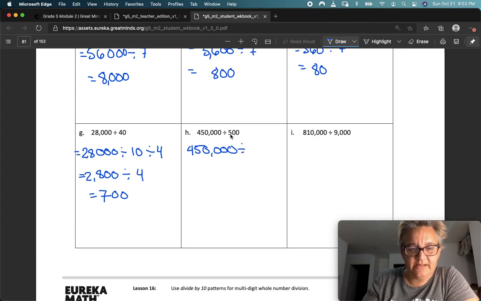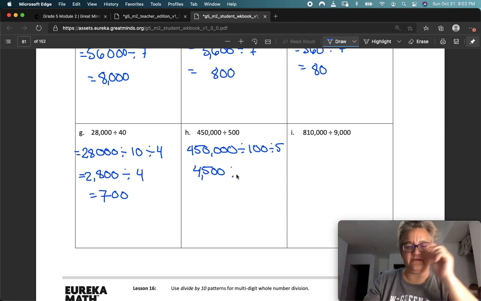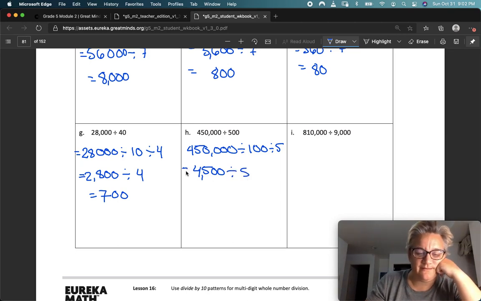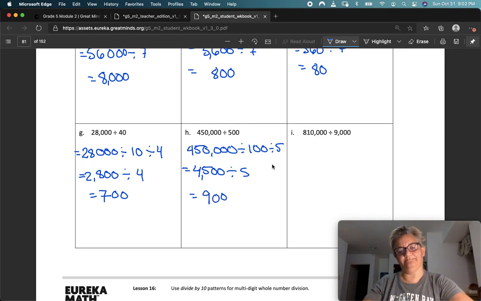Okay, and here, 500. I'm going to do that into 100 and 5. Okay, and 5 goes into 45 9 times. So I know that 5 and 45 is 9. And I'm going to take these 2 zeros and these 2 zeros, which leaves me with 4,500 divided by 5. And 5 goes into 45 9 times. Bring down my 2 zeros, 900.